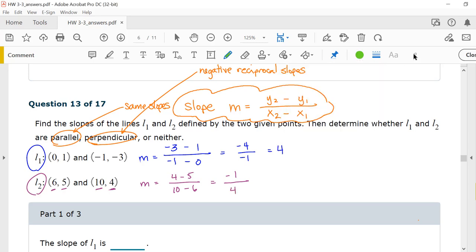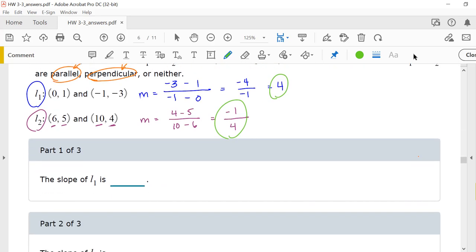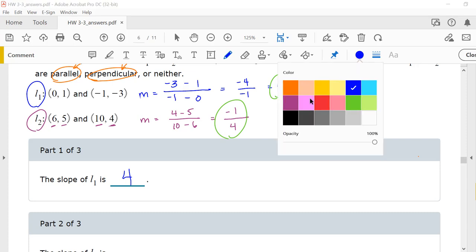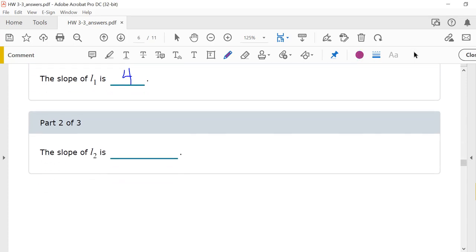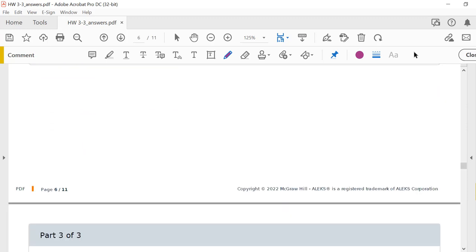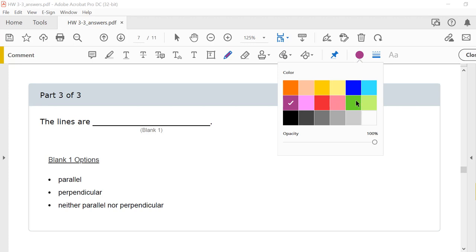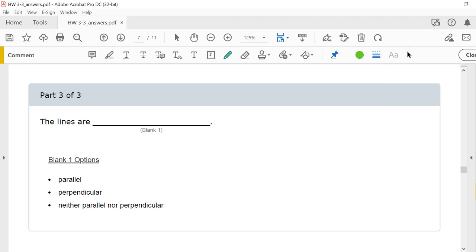If you look at these two slopes, this is 4 over 1, and this is negative 1 over 4. Those are negative reciprocals. Okay, so the slope of line 1 was 4. The slope of line 2 is negative 1/4. Because those are negative reciprocal slopes, we're going to say that the lines are perpendicular.